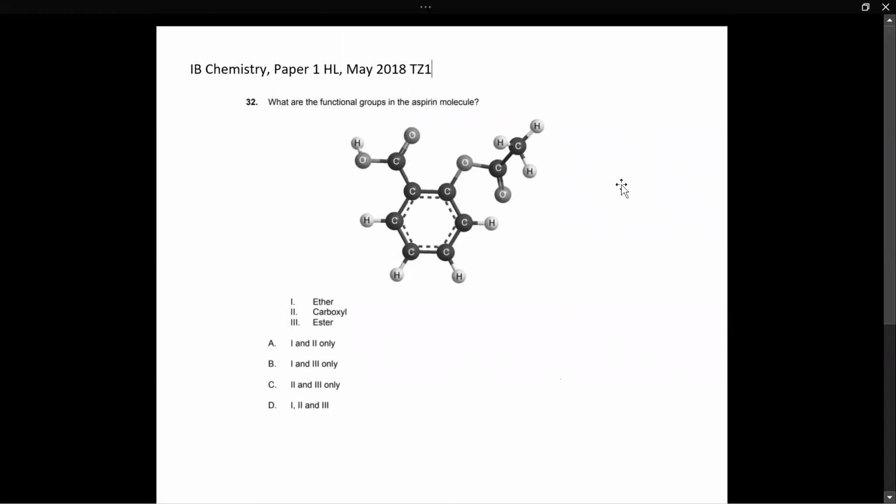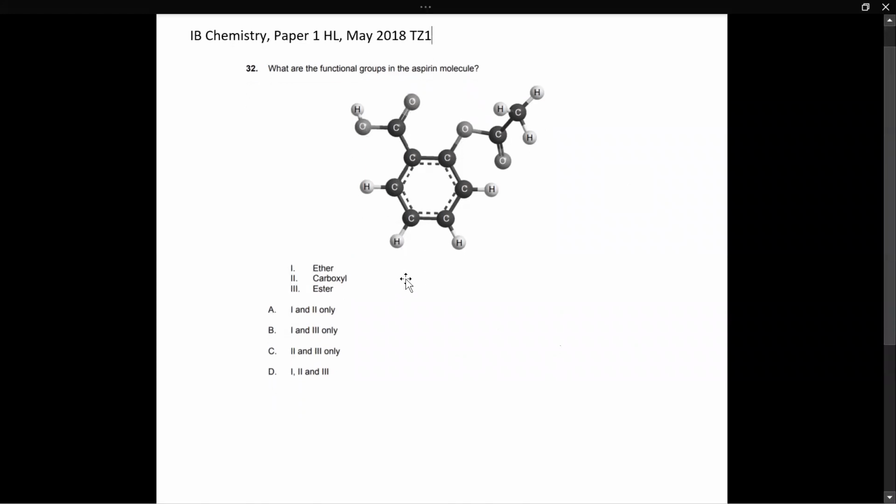We're back with another question, and this question comes from the IB Chemistry Paper 1 HL from the May 2018 Time Zone 1 batch. So in this question, they've asked us, what are the functional groups in the aspirin molecule? They've given us a diagram of the aspirin molecule, and then they've given us three options from which we have to identify which functional groups we can see in this molecule. So we have ether, carboxyl, and ester. And then obviously we'll have these four options from which we have to choose.